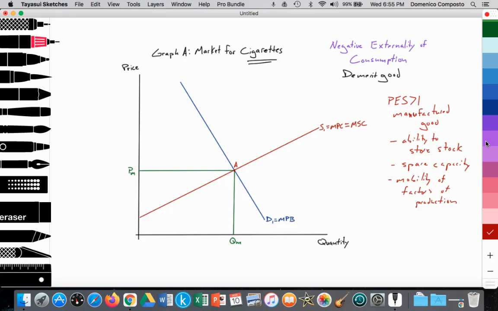In terms of demand, because of the addictive quality of cigarettes, the PED is less than 1. All right? Consumers will continue to consume even if the price rises because of its addictive quality.